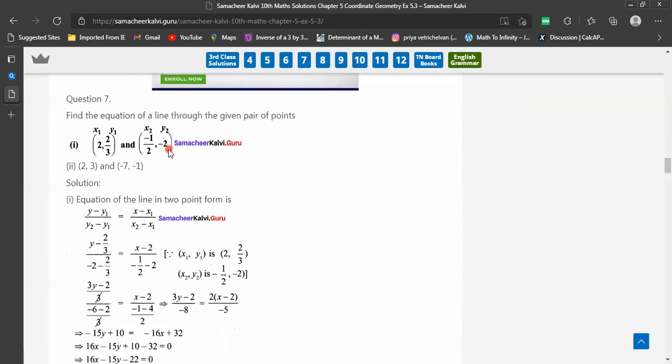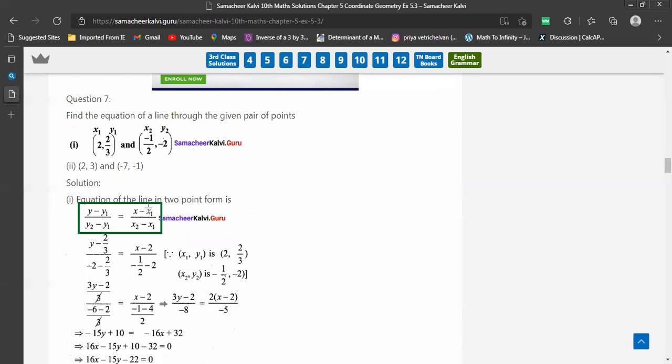Find the equation of a line through a given pair of points: (2, 2/3), (-1, 1/2), (2, -2). Equation of the line in two-points form. So you have to memorize this. It's (y minus y1) upon (y2 minus y1) equal to (x minus x1) upon (x2 minus x1).